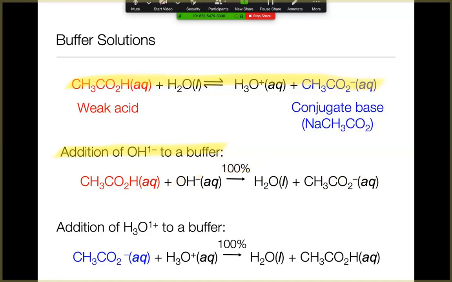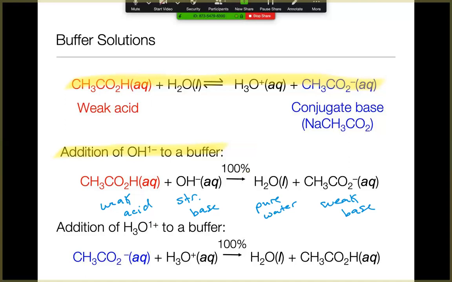What that means then is effectively what I started with as a weak acid and a strong base has now been converted to pure water, which won't affect the pH, and then a weak base. So the pH is going to be affected a little bit, but instead of having a strong base affect the pH, actually, the weak base is just going to affect the pH, and it's only going to increase the pH by a small amount. So we're going to call that resisting the change in pH.